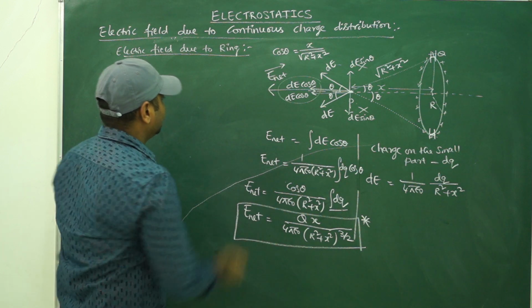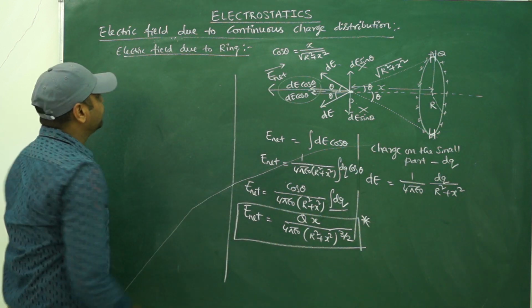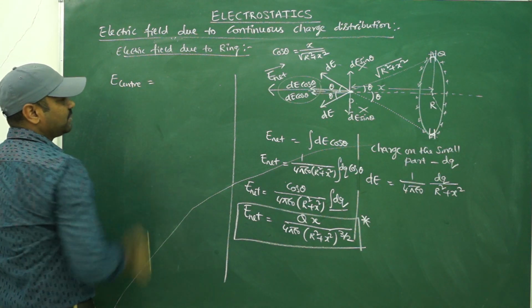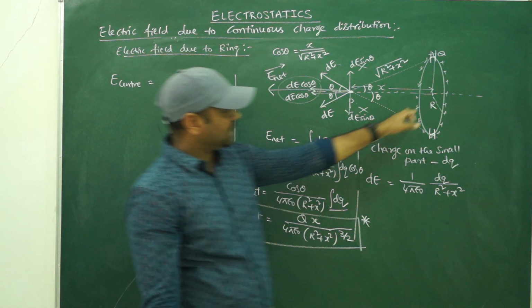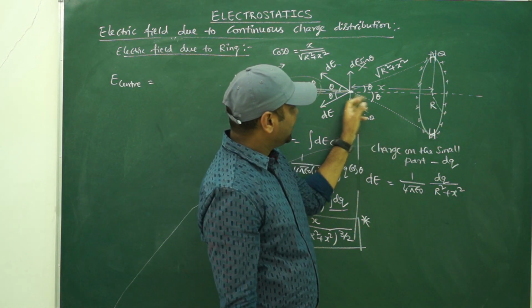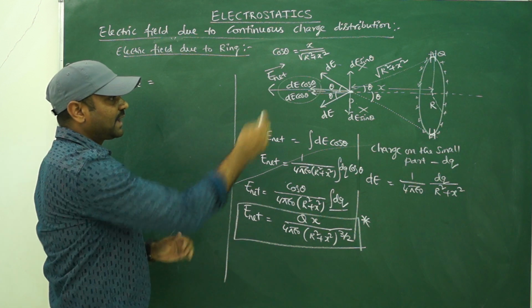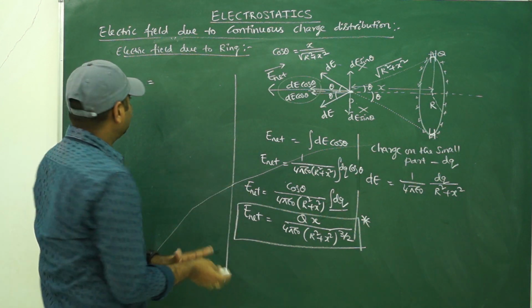Here we can write down one important conclusion. Suppose I want to calculate the field at the center of the ring directly, that means I have to take the point P to the center. Then what is the x value? Obviously 0. If I am calculating the field value at the center, then the x value will be 0.